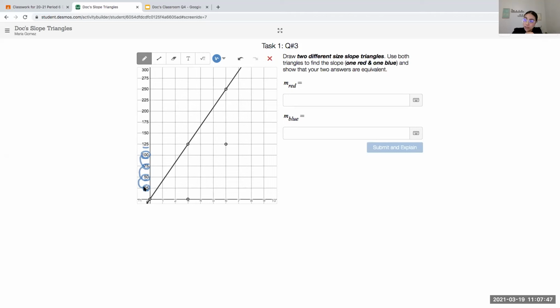25. 25 plus 25 is 50. 75 plus 25 is 100. 100 to 125. See, we're always going up by 25 on this y-axis. Take a look at your x-axis. We go from 1 to 2, from 3 to 4, these are just skip counting by ones. So here, your rise is gonna be a little different. Your run is just our usual run. So make yourself 2 different size slope triangles.